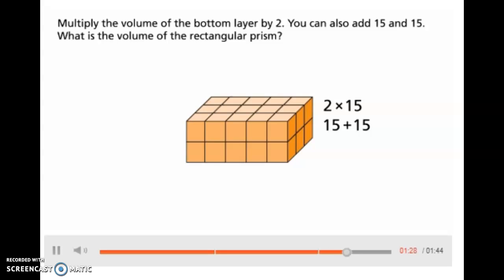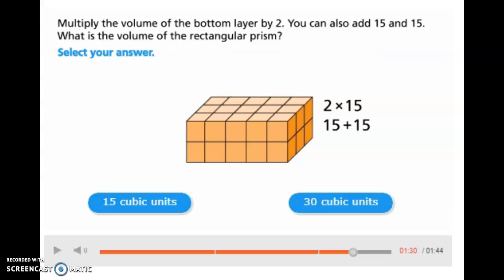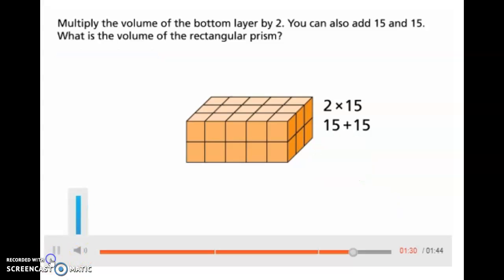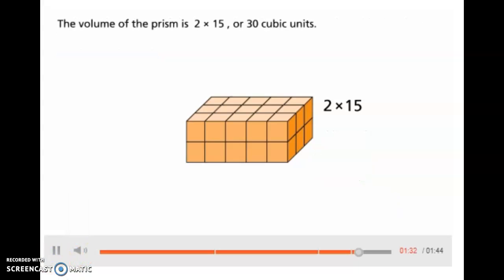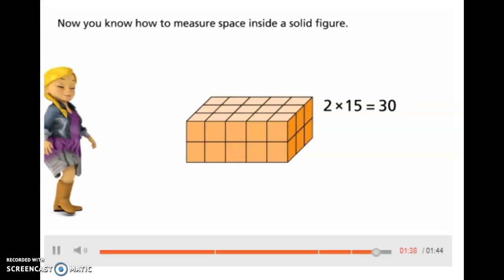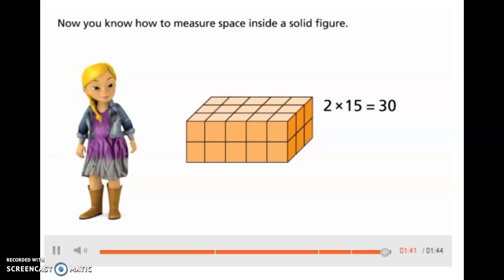What is the volume of the rectangular prism? Select your answer. The volume of the prism is 2 times 15, or 30 cubic units. Now you know how to measure space inside a solid figure.